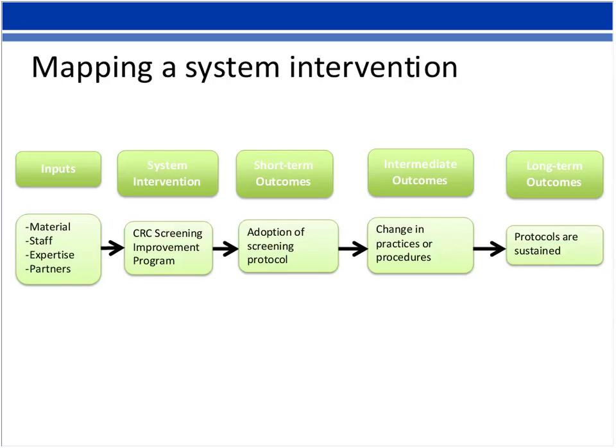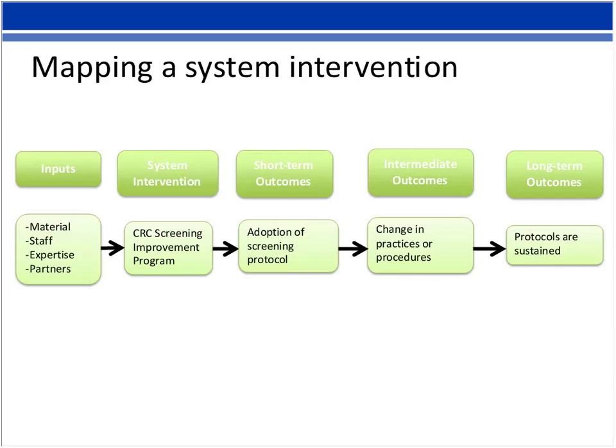The outcomes are practices adopting new or updated protocols that have the evidence-based strategies in order to increase colorectal cancer screening. The intermediate outcome is the changes that the practices put into play. And then the long-term one is really asking, are those changes sustained, which is a key feature of looking at the systems-based level.